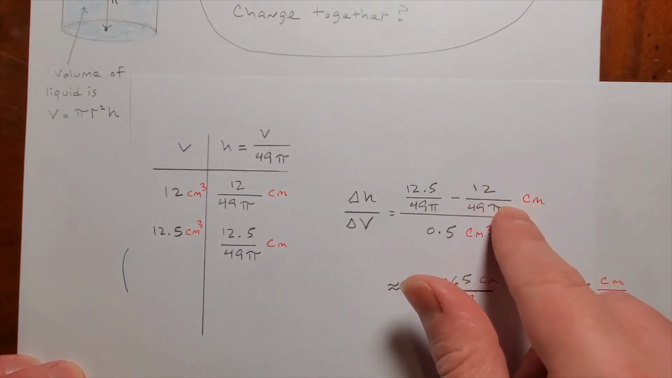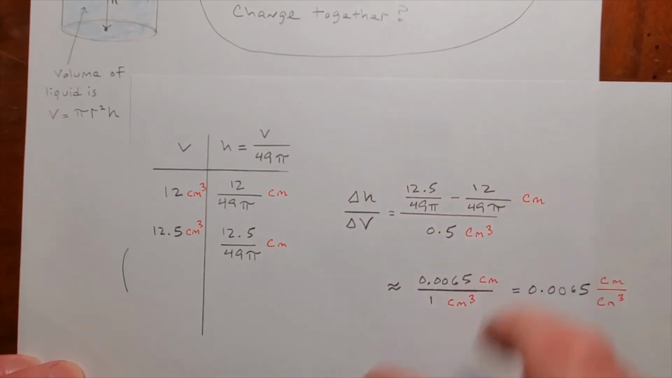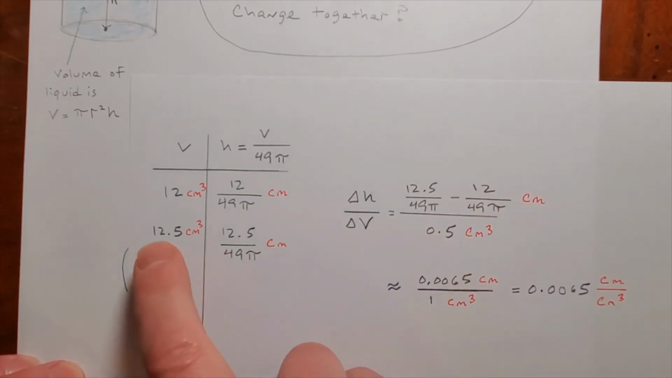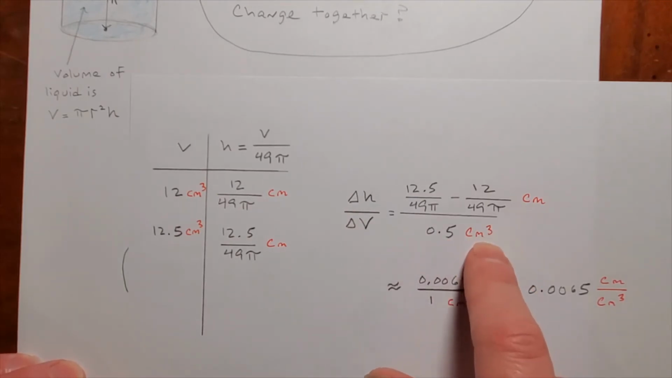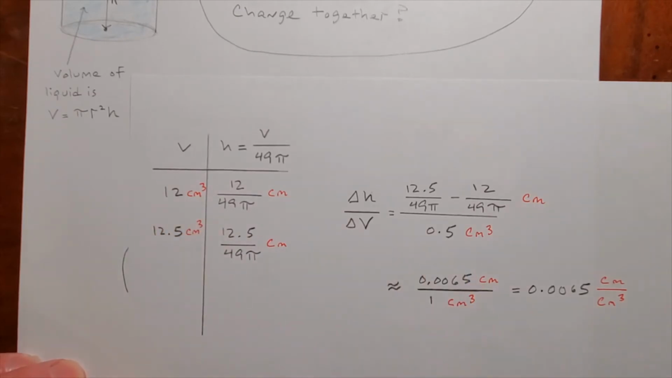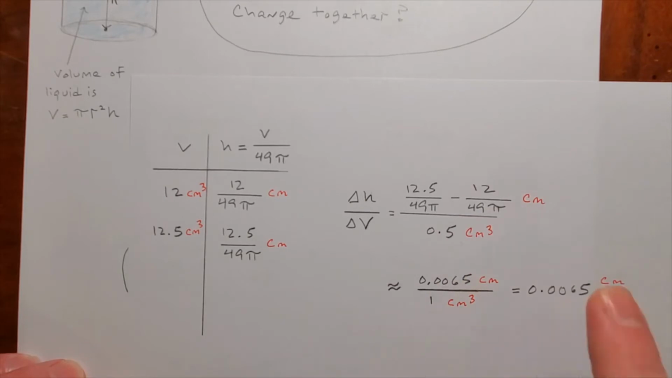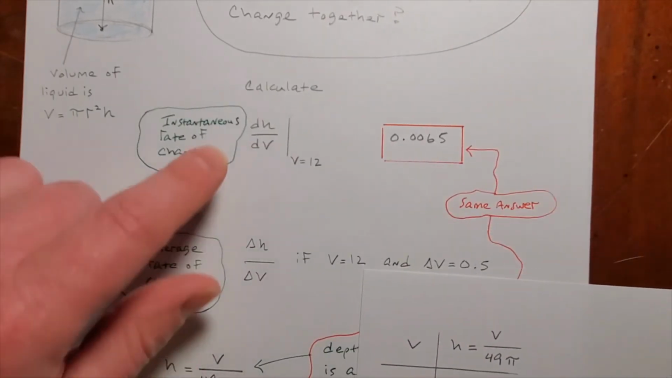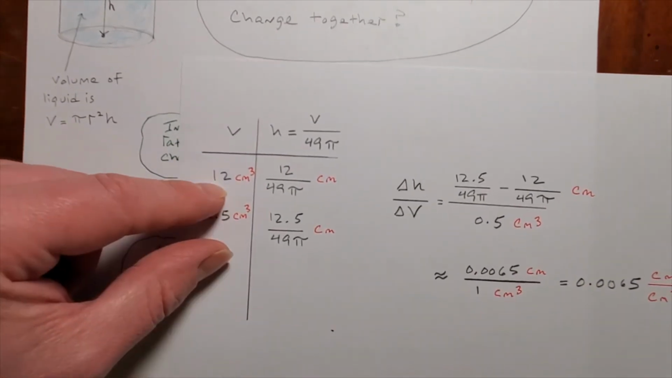Oh, so that top number is in centimeters. The change for the depth, centimeters on top. Volume, this minus that, 0.5 cubic centimeters. 12.5 cubic centimeters, take away 12, 0.5 cubic centimeters. Divide that out, you'll get this. You'll get that same number, okay? So we could understand our units on the derivative from the deltas, okay?